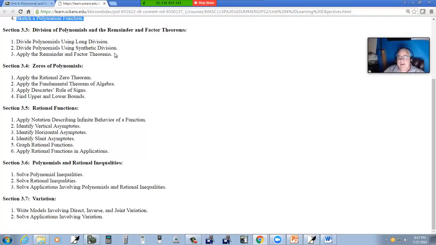They're talking about the remainder and factor theorems. I'm going to talk about the factor theorem in the next section. And the remainder theorem, you can watch a YouTube video on that. It's just not real challenging or anything. The zeros with polynomials, though, is kind of a challenging section. So let's talk about that.